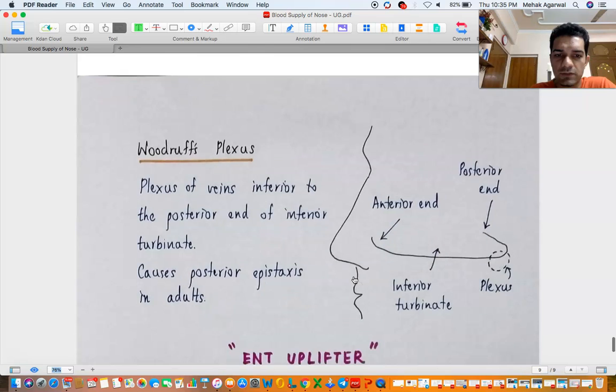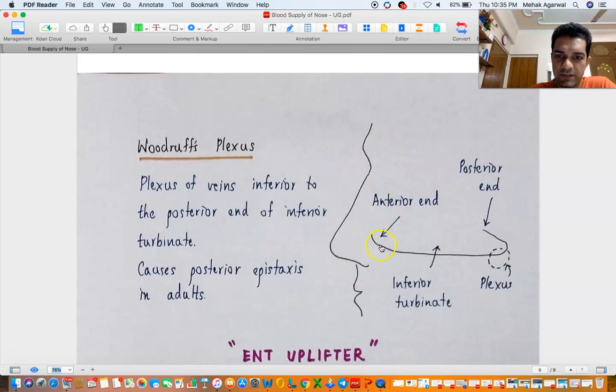Now you have something called the Woodruff's plexus. If this is your inferior turbinate and this is the anterior end of the inferior turbinate and this is the posterior end, slightly inferior to the posterior end of inferior turbinate, you have a plexus of veins called the Woodruff's plexus. It causes posterior epistaxis in adults. So we saw the applied anatomy. It's really important. We shall be discussing more about the bleeding from nose in the epistaxis section.